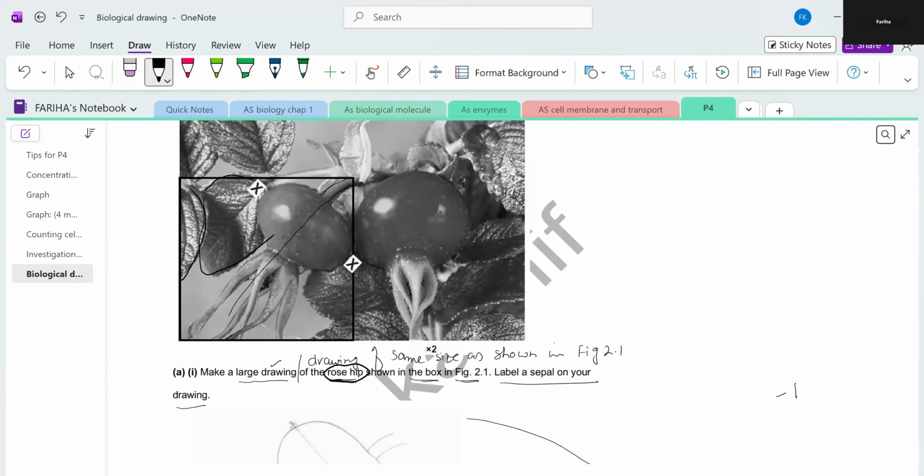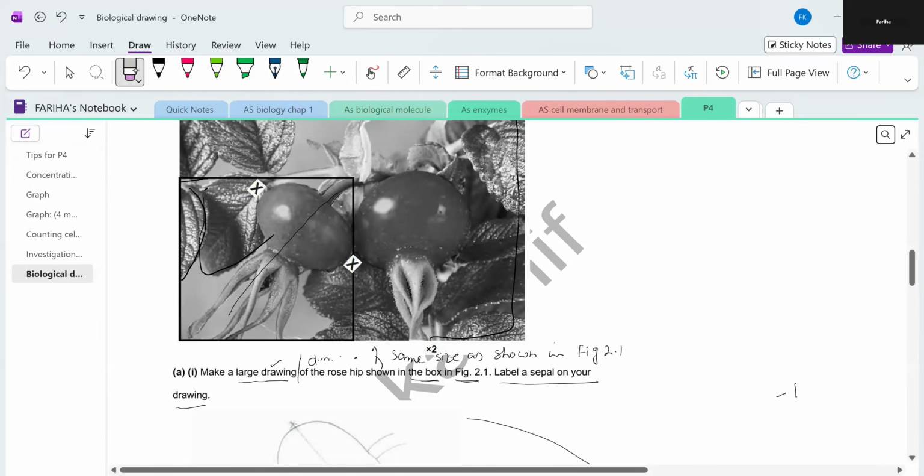So do we need to draw this box? The examiner is talking about this box, not this larger box. So do we need to draw these leaves as well? No, we don't need to draw the leaves because the examiner asked us to draw the rose hip only. So we need to draw an enlarged diagram of the rose hip only. Now, this is the first part.